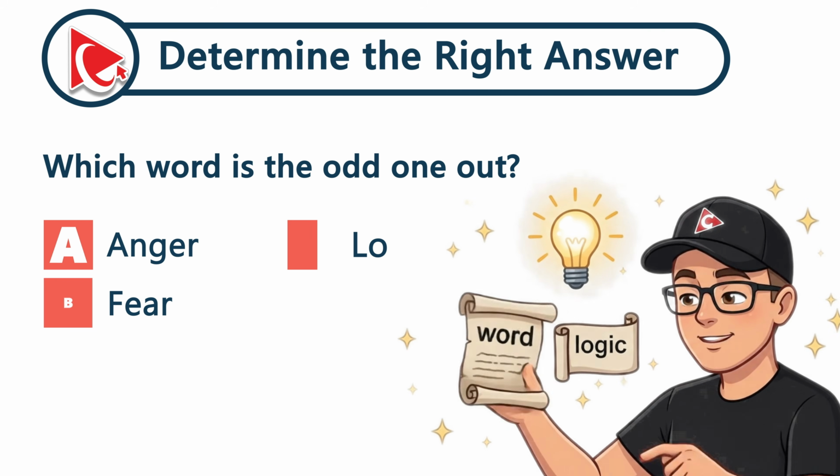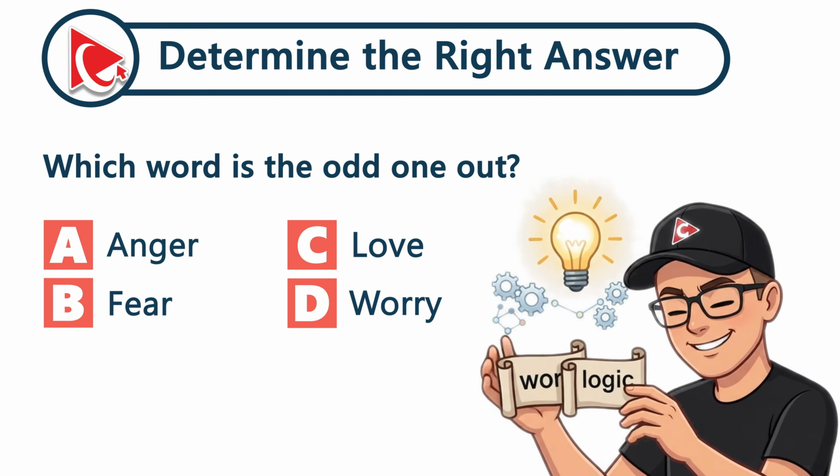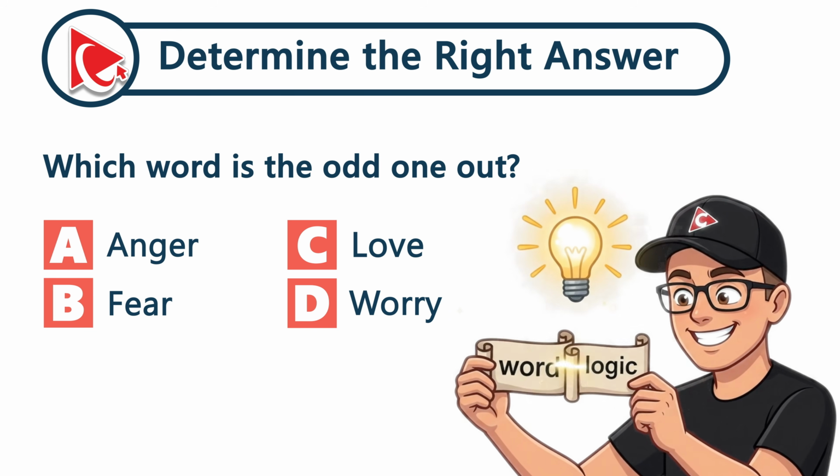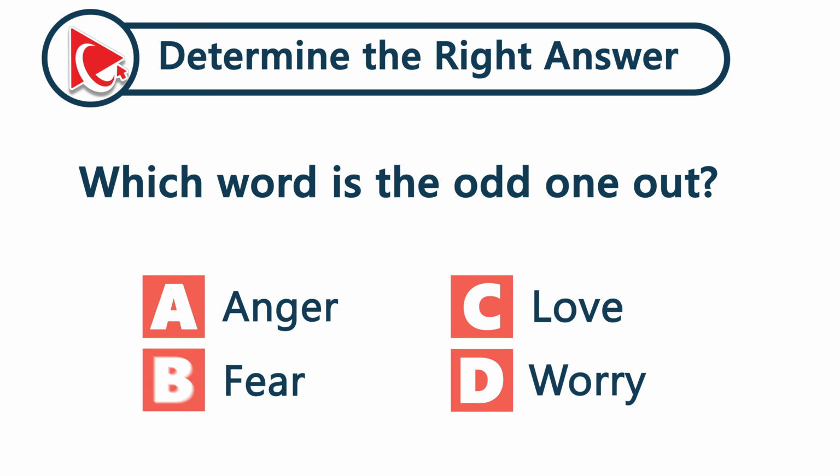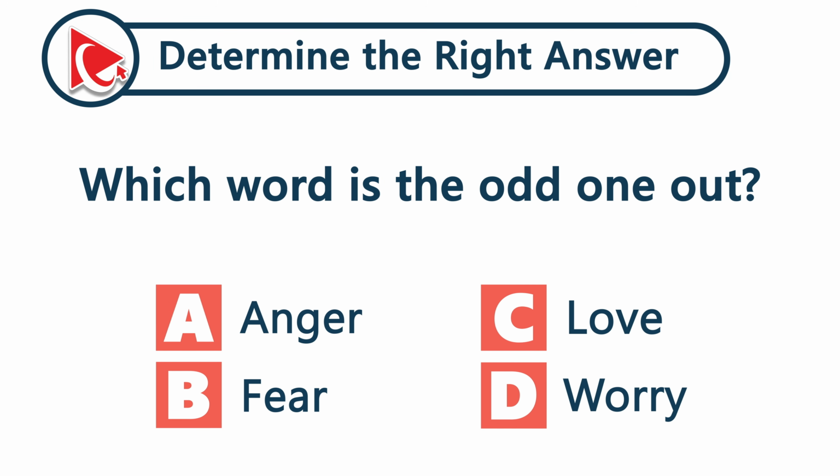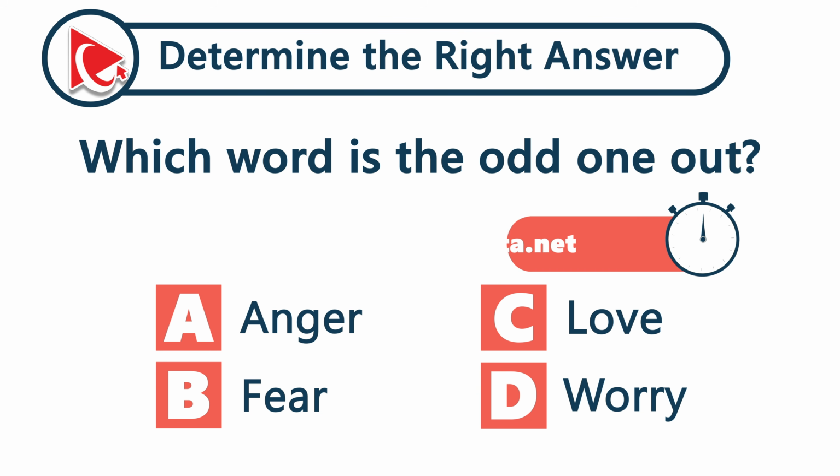This is one of those assessment test questions I actually get excited about. Simple words, but a clever logic. And you need to determine which one is the odd one out. A. Anger, B. Fear, C. Love, or D. Worry.